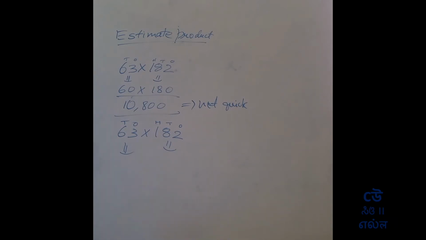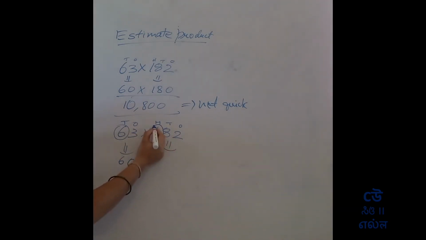So we'll do another method. 63, we can round off to the nearest tens value because it is the greatest place in this number. Tens is the greatest place. So rounding off 63 will become 60. Then you can round off 182 to its greatest place value. Which is the greatest place value, ones, tens, hundreds? 100 is the greatest place value.